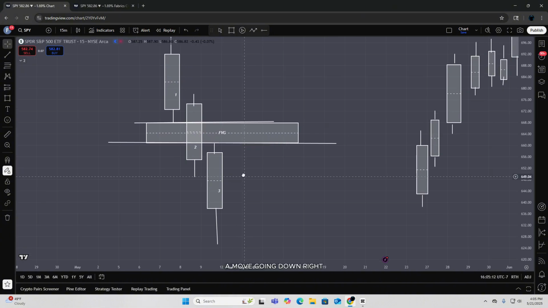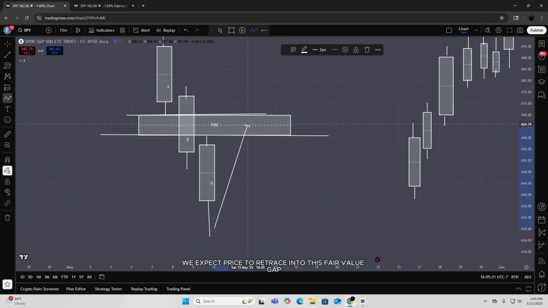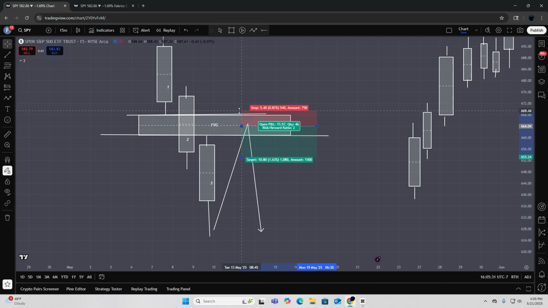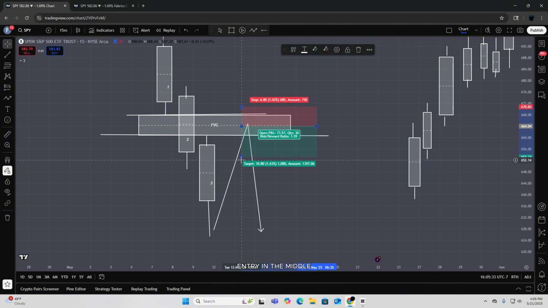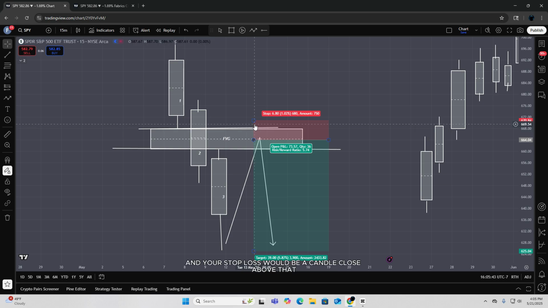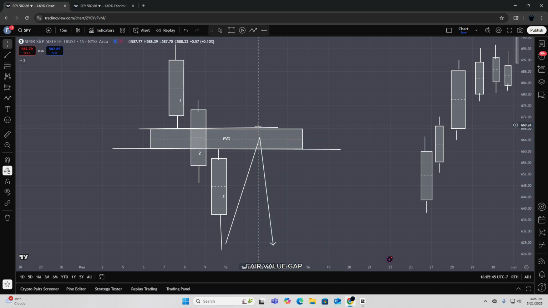In this case, this is a move going down, where we expect price to retrace into this fair value gap and then continue the move down. Your short position will look something like this. Entry in the middle, and then target all the way to the low. And your stop loss would be a candle close above that fair value gap.